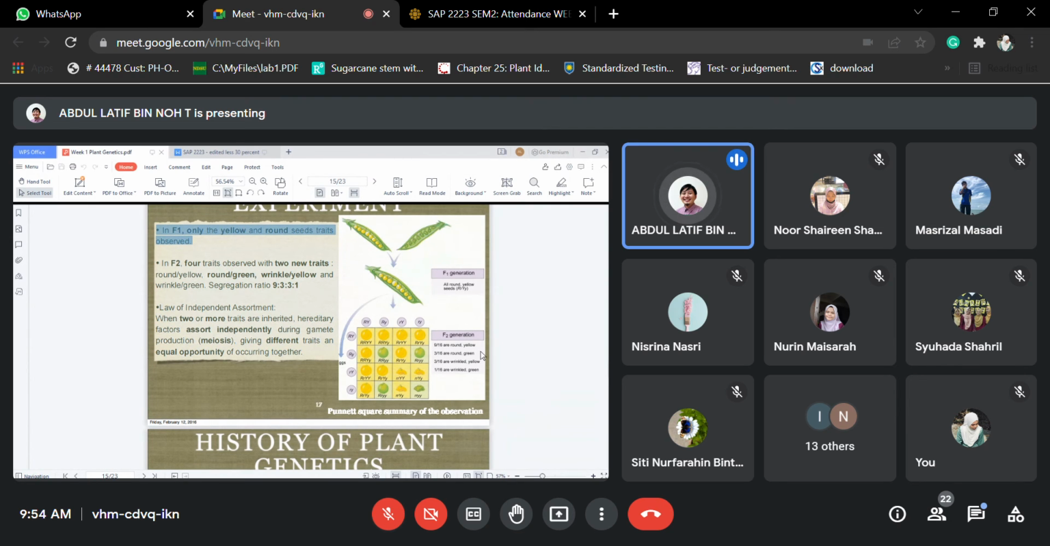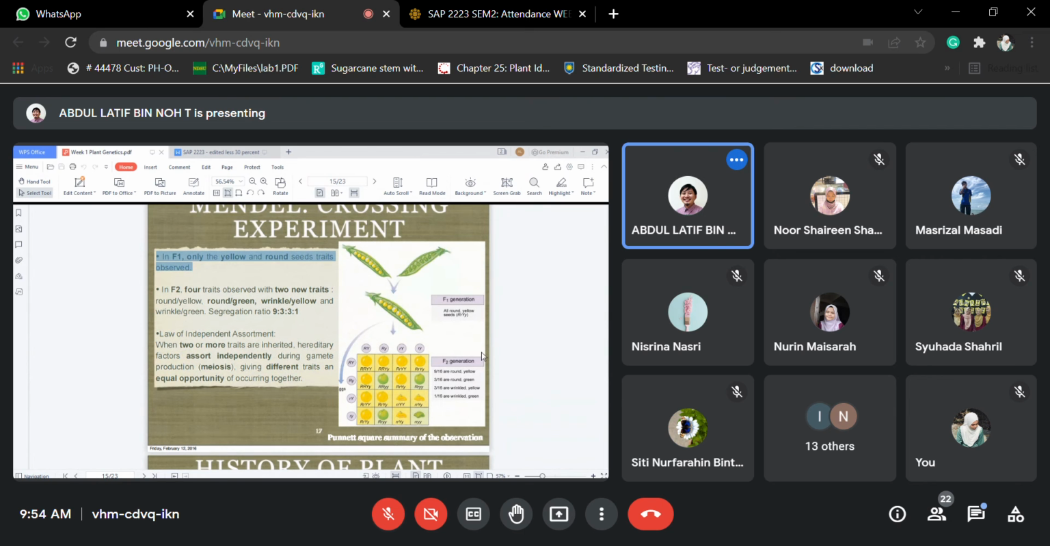Tapi come to his surprise, right? There are more new features that emerge, right? Which mean that the mixture of both of these, round and green, wrinkle and yellow, ada keluar. So 3:3 ratio. So these things are very new. What things are very new from his finding and observation, right? From his finding and observation, right?